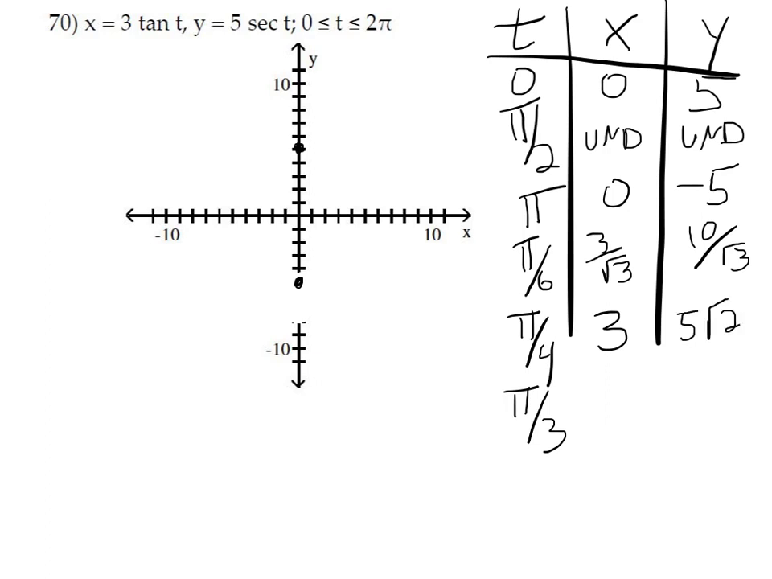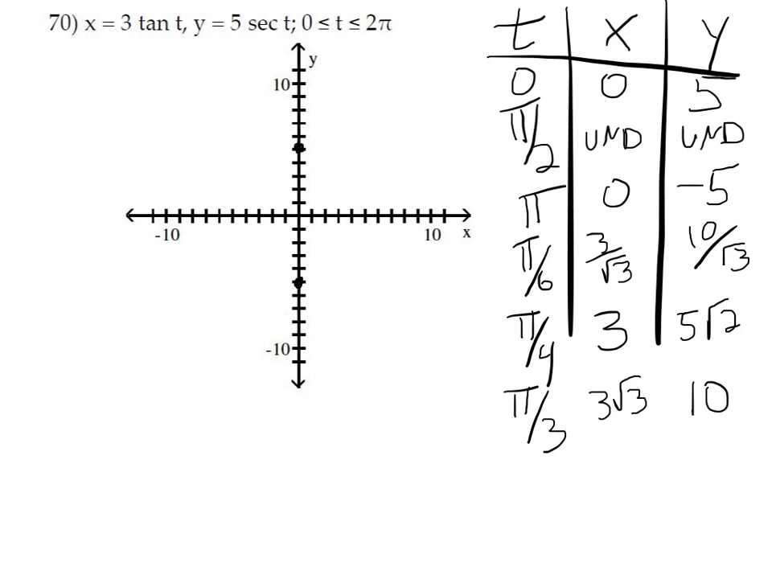Pi thirds. Tangent of pi thirds is square root of 3 times 3 is 3 square root of 3. Secant of pi thirds is 2. 2 times 5 is 10. So some of that works out. We can now go and approximate these. So let's take a look at these.